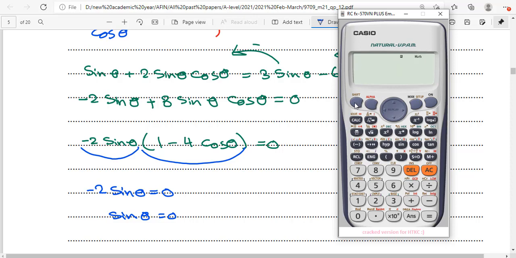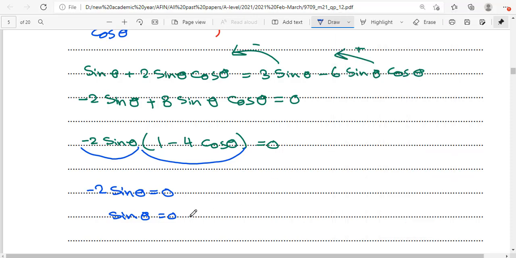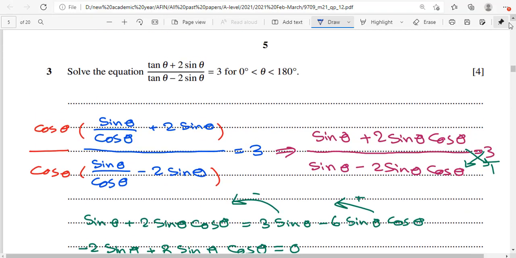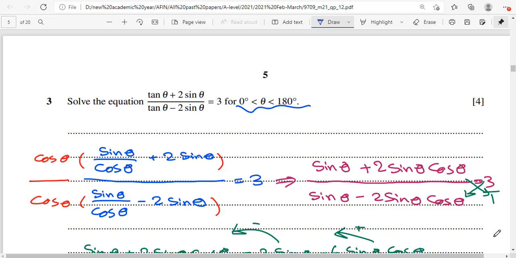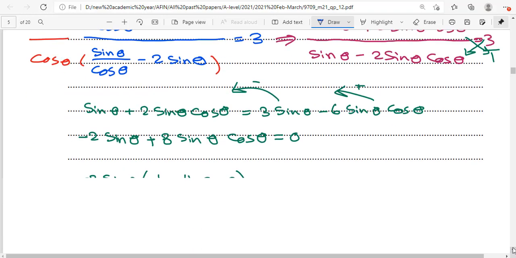And to get theta, we use inverse. Shift sine, sine inverse of 0 brings theta. Theta is also 0. From this, we get the first possible value of theta, which is 0, but it should be ignored because it's outside the given domain. 0 is not in.